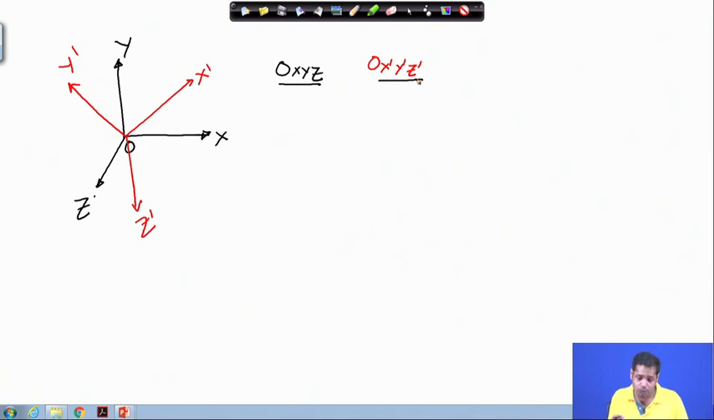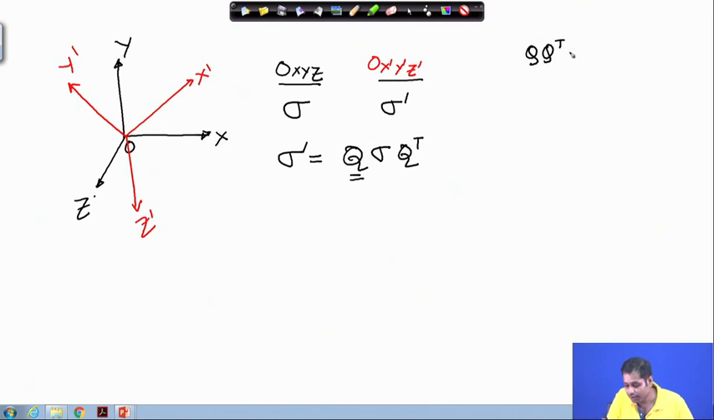So if we have, for instance, sigma, the stress defined in this coordinate system, and sigma dash, the stress with prime, defined with respect to the prime coordinate system, then sigma dash, if you remember, can be represented as Q sigma Q transpose, where Q is the transformation matrix. And this transformation has certain properties: Q Q transpose is equal to I. So this transformation is an orthogonal transformation.